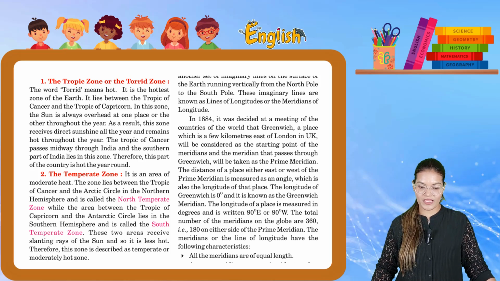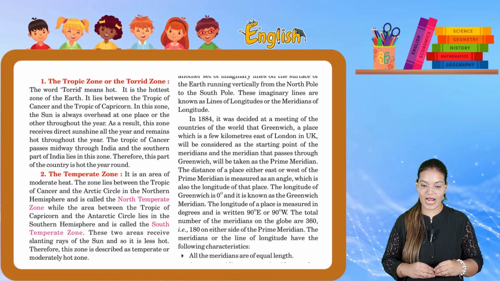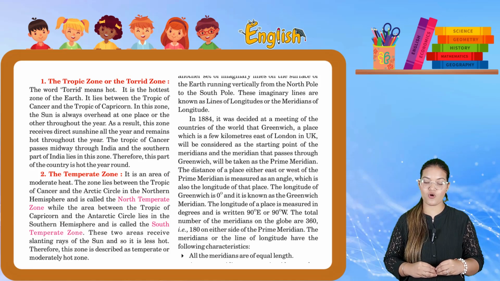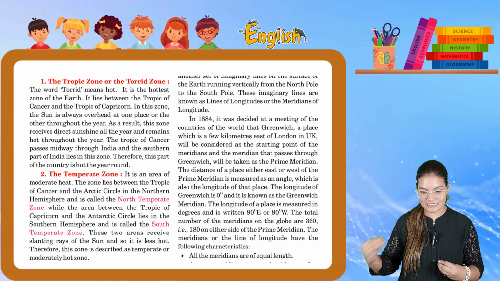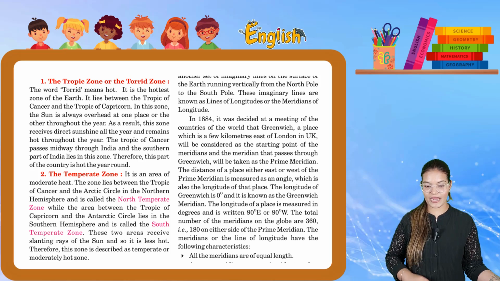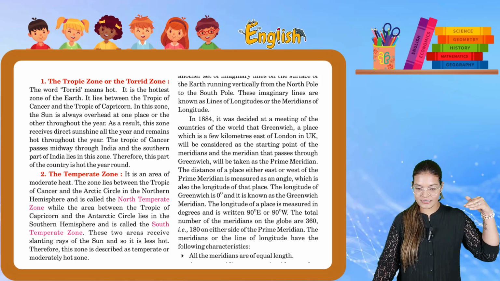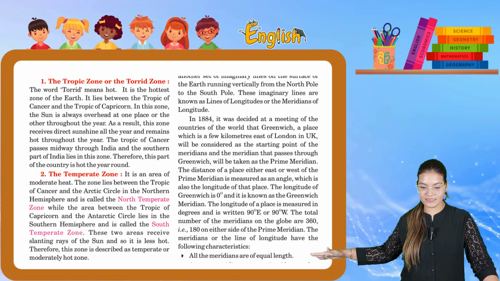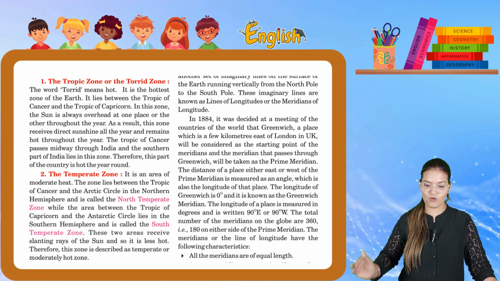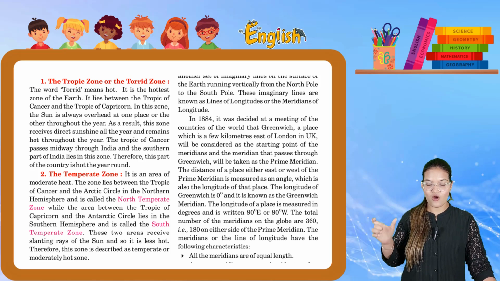Second is the temperate zone. It is an area of moderate heat. The zone lies between the Tropic of Cancer and Arctic Circle in the northern hemisphere. It is called the northern temperate zone. While the area between the Tropic of Capricorn and Antarctic Circle lies in the southern hemisphere and it is called the south temperate zone. These two areas receive slanting rays of the sun, so it is less hot. ठीक है, slanting rays आती है सन की, तो इसलिए वहां गर्मी थोड़ी कम होती. Therefore, this zone is described as temperate or moderately hot zone.